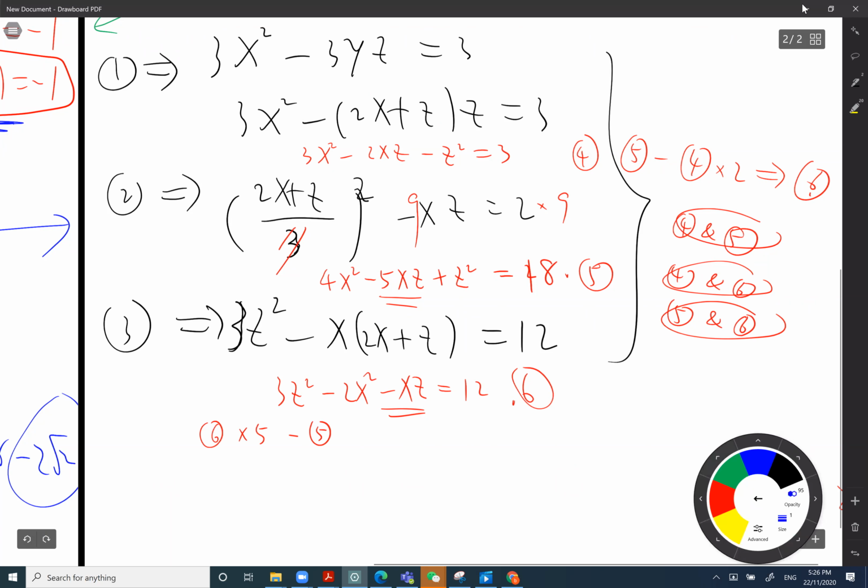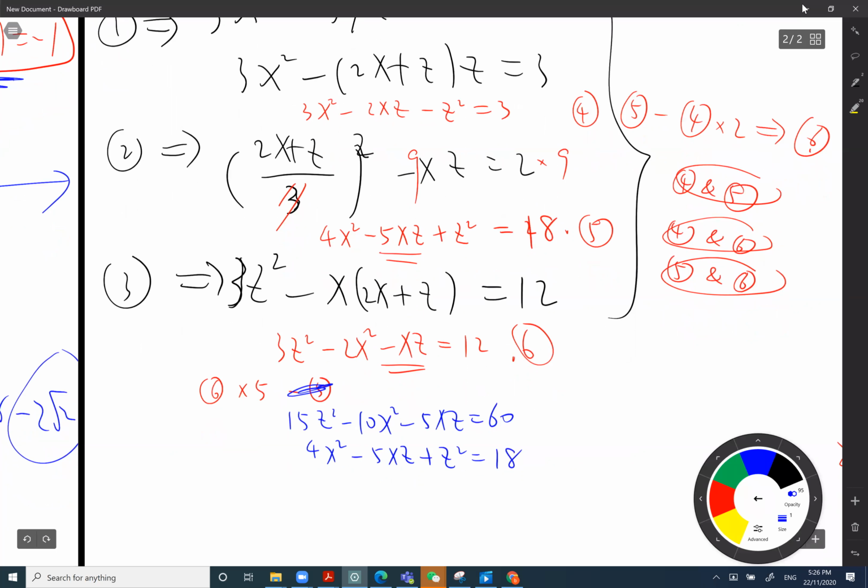Equation 6 times by 5 equals 60. That's equation 6 times by 5. This is equation 5. Okay, we try to cancel xz. Minus 14z squared minus 14x squared equals 42.